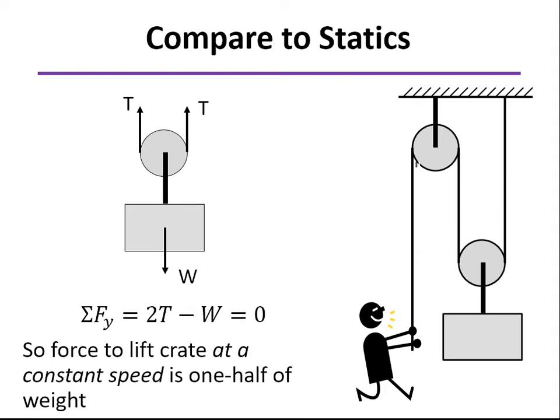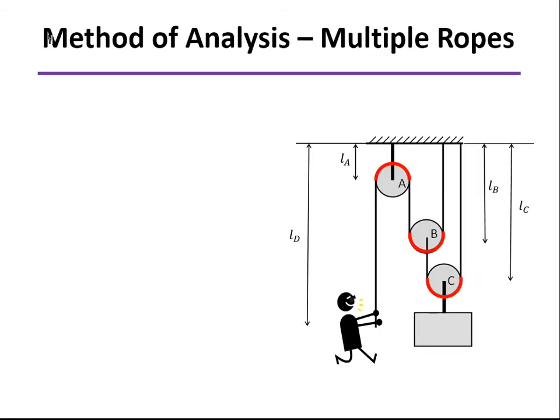Again, if we look at that in statics, we looked at the same problem and said, okay, the force it takes to lift the crate is 1/2 of the weight. So again, you see a trade-off. I'm getting lifting power, a 2-to-1 ratio in lifting power, but I trade that off in that I have to pull twice as fast as the crate rises.